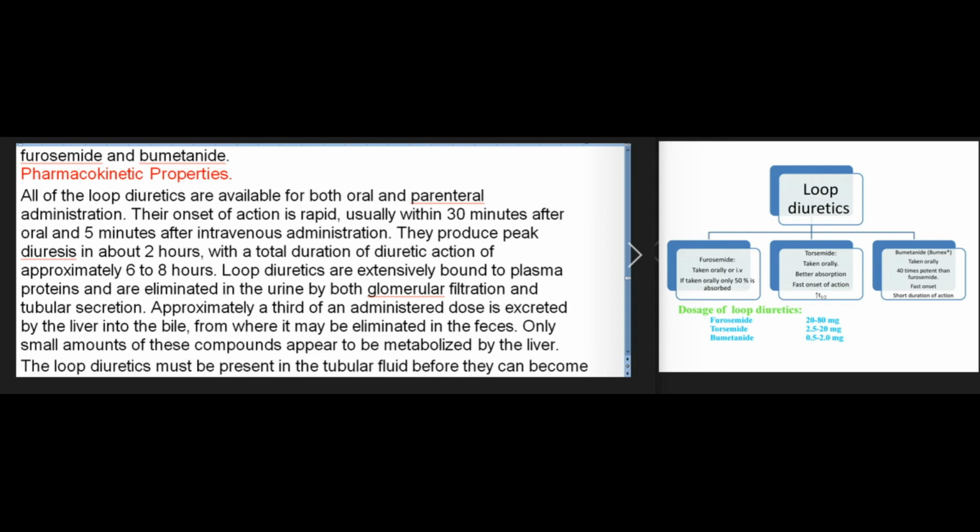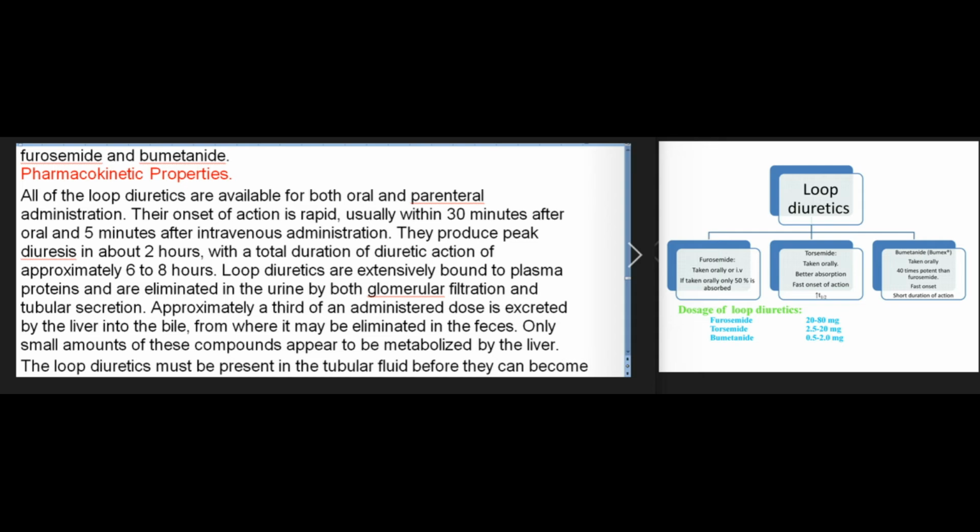Loop diuretics are extensively bound to plasma proteins and are eliminated in the urine by both glomerular filtration and tubular secretion. Approximately a third of an administered dose is excreted by the liver into the bile, from where it may be eliminated in the feces. Only small amounts of these compounds appear to be metabolized by the liver.